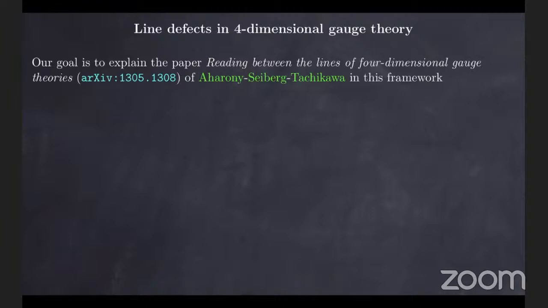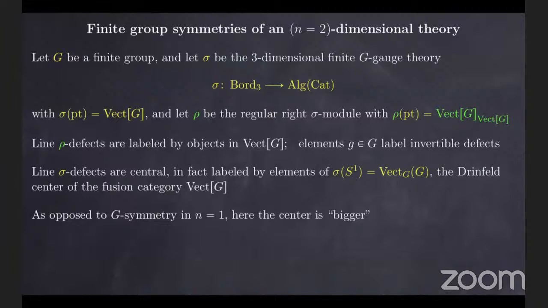I mean, would you be able to give like a simple physical description of what these defects you get from sigma are? I mean, I think it's clear for the ones labeled by group elements, such as symmetry twists of the theory, but I'm not so clear on the sigma defects, what they mean physically.